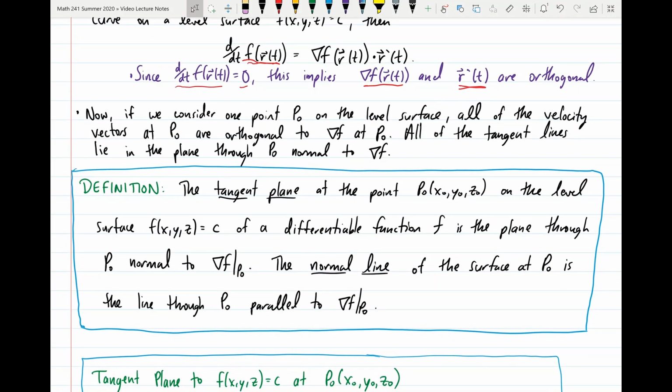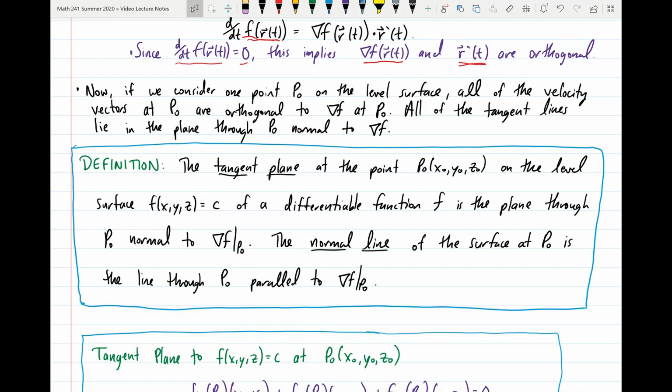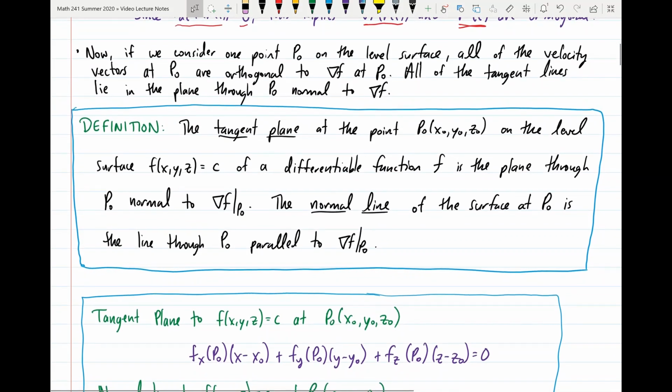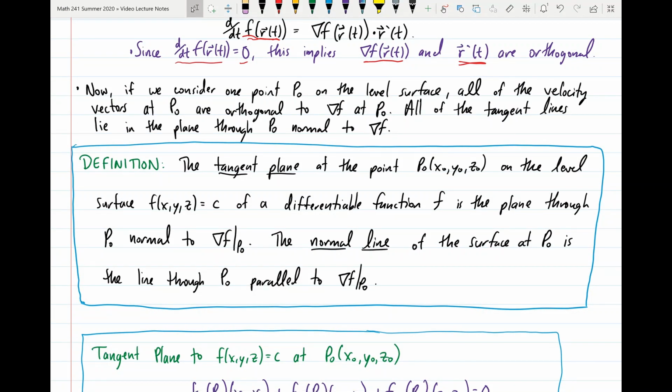And now, if we consider one point p naught on the level surface, all of the velocity vectors at p naught, so all of the velocity vectors that are going through p naught, are orthogonal to the gradient vector at p naught. So all of the tangent lines lie in the plane that passes through the point p naught and is also normal to the gradient vector. So remember from chapter 12 that to write down the equation for a plane, we needed a point in the plane and we also needed a vector that was normal to the plane. Well, now we have both of those pieces of information here. We have our point p naught on the level surface, and that will be inside of the tangent plane, and we also have that the gradient vector is going to be normal to the tangent plane.